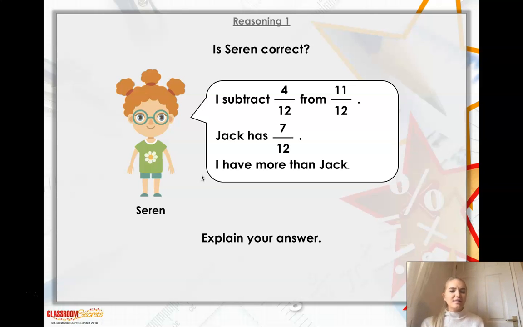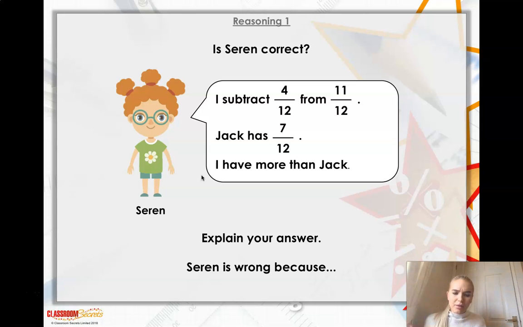She says, I subtract 4 twelfths from 11 twelfths. Jack has 7 twelfths. I now have more than Jack. Is she correct? Well, what is 11 twelfths subtract 4 twelfths? Pause the video and have a think. 11 twelfths subtract 4 twelfths is 7 twelfths. Jack also has 7 twelfths, so does Seren have more than Jack? No, Seren does not have more than Jack.